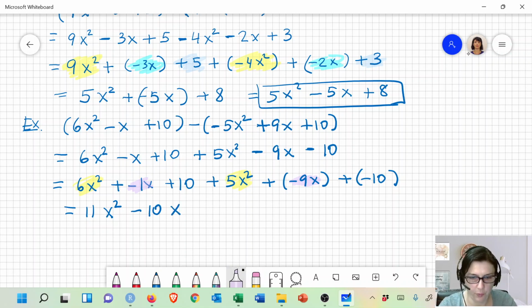And finally, with the numbers themselves, so we've got the plus 10 and minus 10. Well, plus 10 minus 10 is just 0. So you can add a 0. But that's really nothing, right? So the final answer is 11x squared minus 10x, right?